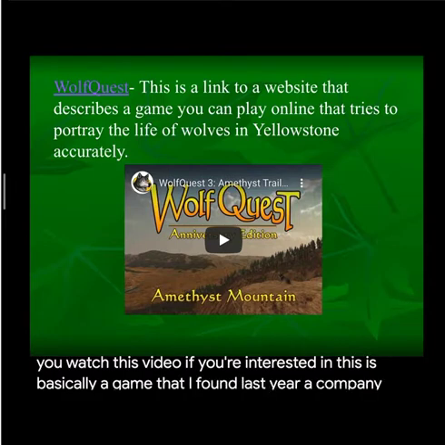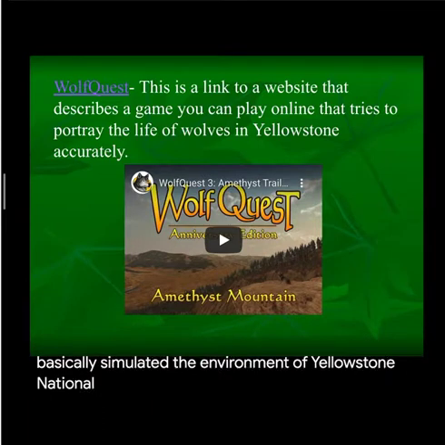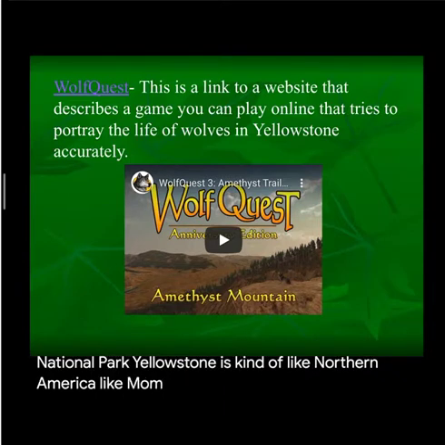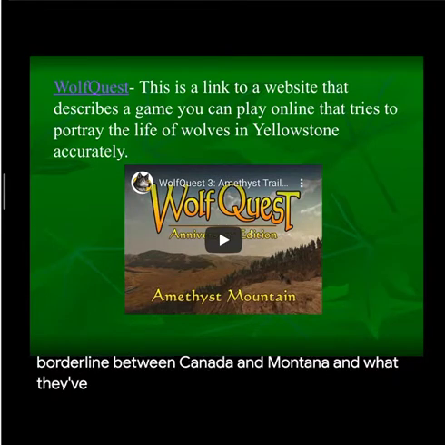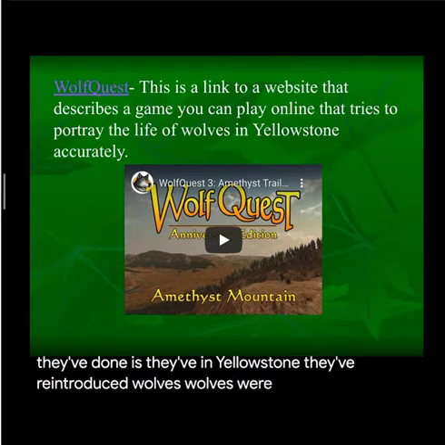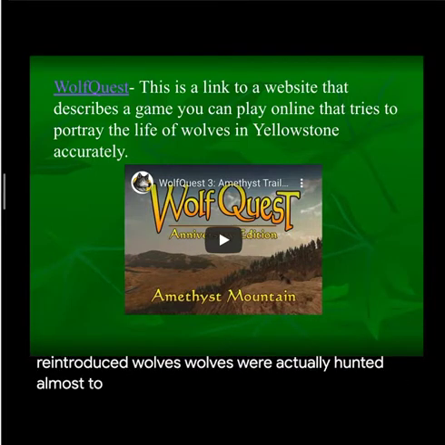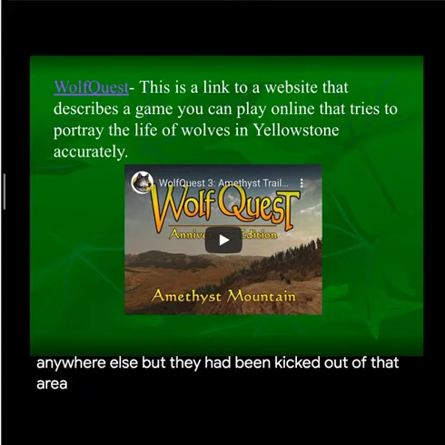A company has basically simulated the environment of Yellowstone National Park. Yellowstone is in northern America, like Montana, and it stretches out along that borderline between Canada and Montana. And what they've done is in Yellowstone, they've reintroduced wolves. The wolves were actually hunted almost to extinction in that area, not to the fact that they don't exist anywhere else, but they had been kicked out of that area because ranchers were killing them so often.